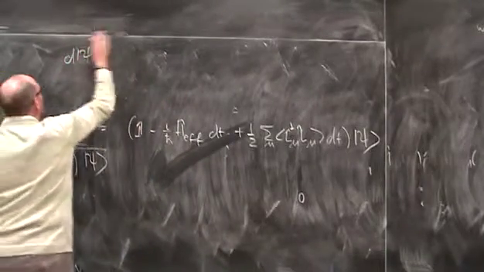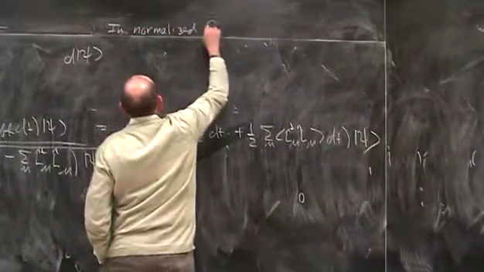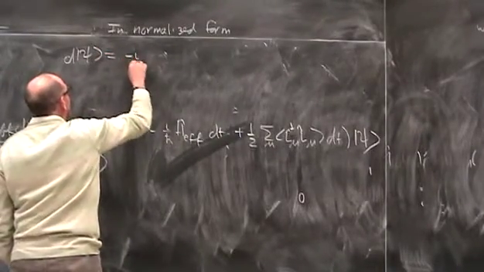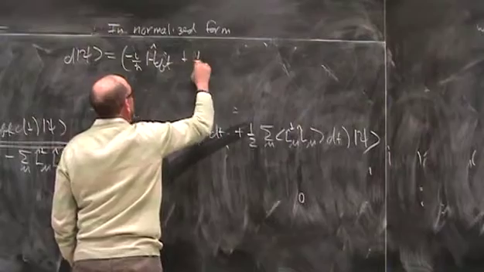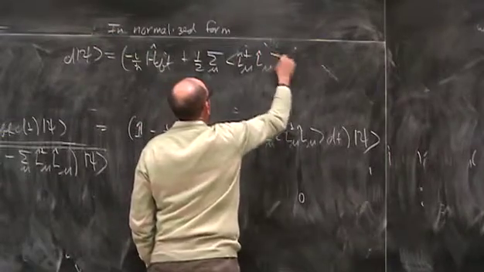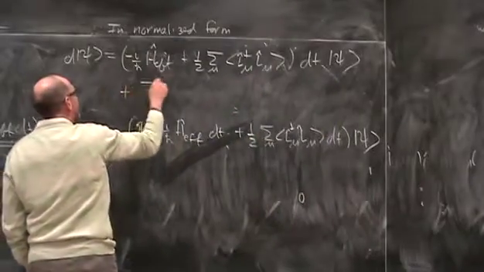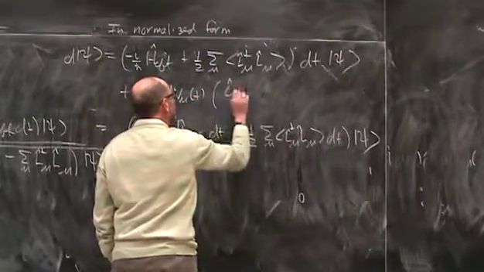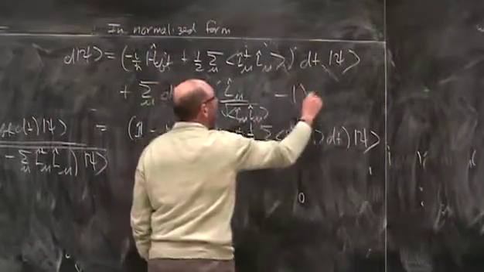Then if we write this out, the d psi in normalized form is equal to minus i over h bar H effective plus a half sum over mu of the expectation value of L mu dagger L mu, dt psi, plus sum over mu dn mu, L mu divided by the square root of the expectation value, minus 1, psi.